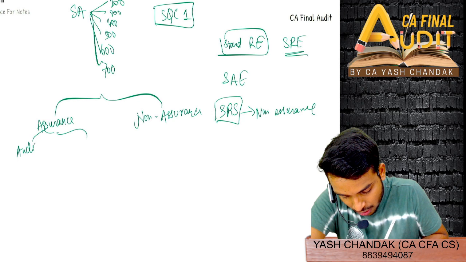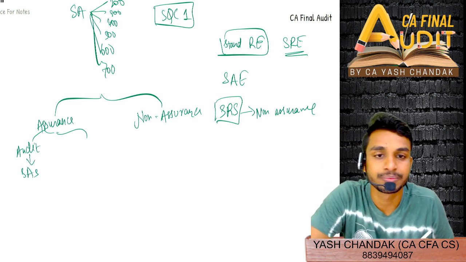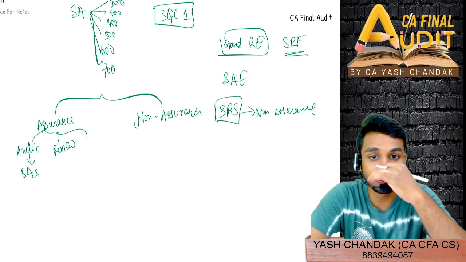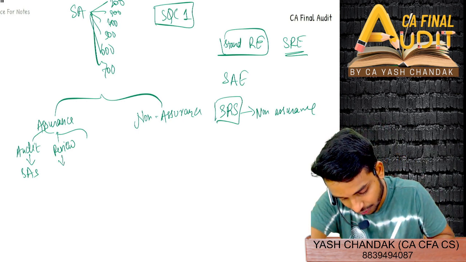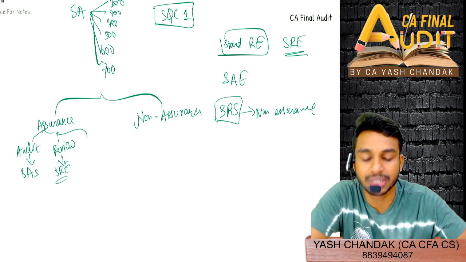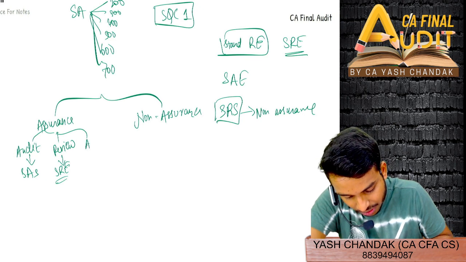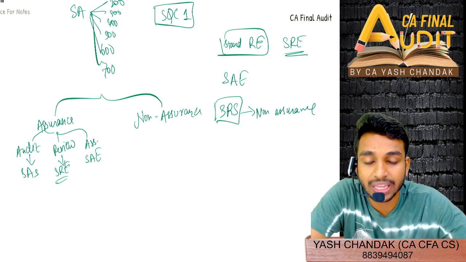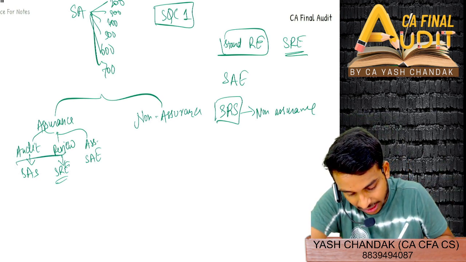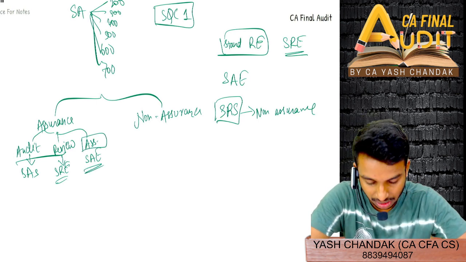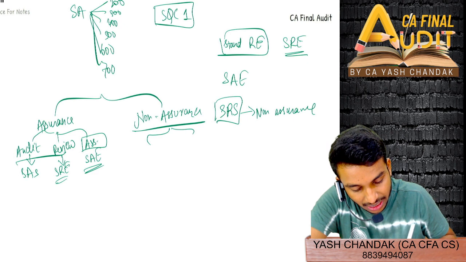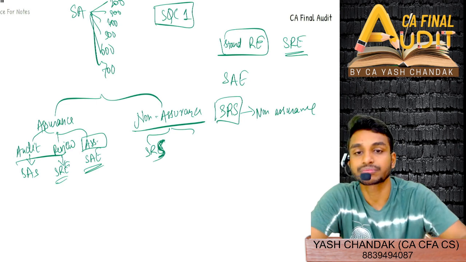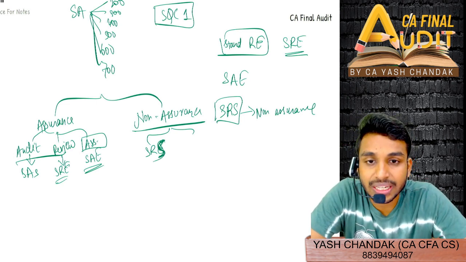One is relating to audit. For audit, we have standards on auditing. Then again, we have review engagements, for example, limited review engagement. For there we have standards on review engagement, SRE. And similarly, there also we have other assurance engagement. So standards on assurance engagement: services other than audit and review engagement, any other type of assurance engagement will be following SAE. Similarly, there are many non-assurance engagements, just like I told you, SRS, standards on related services. So these other standards are there in our syllabus.